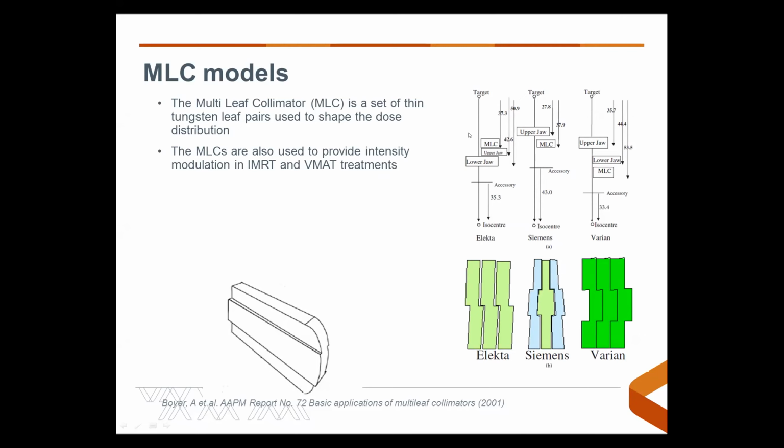They have different head designs. So for the Elekta, the MLCs are above the jaws, and same with the Siemens. So Siemens are below the jaws, and then the Varian are below the jaws as well.